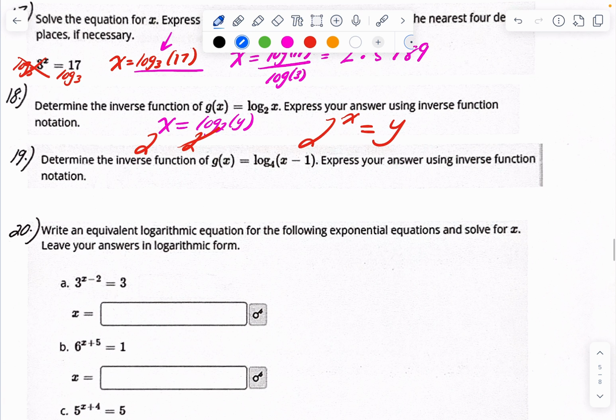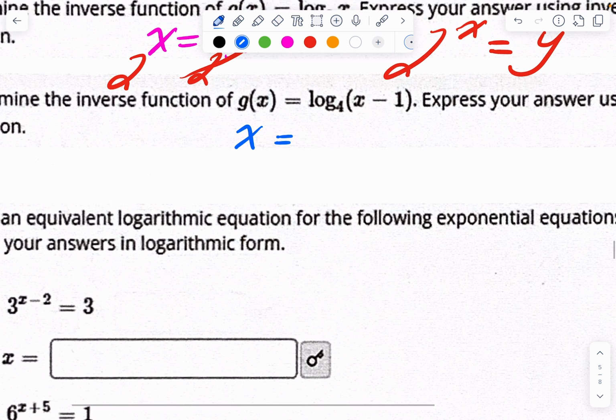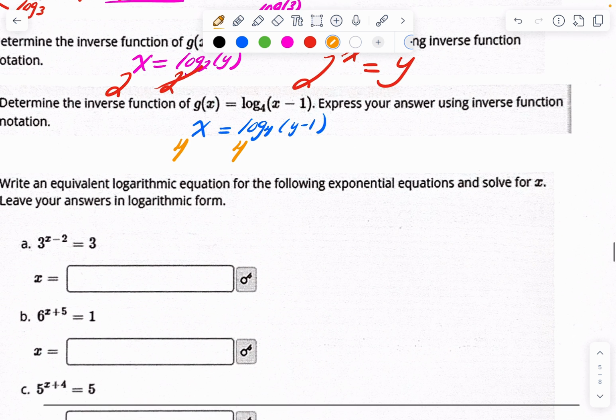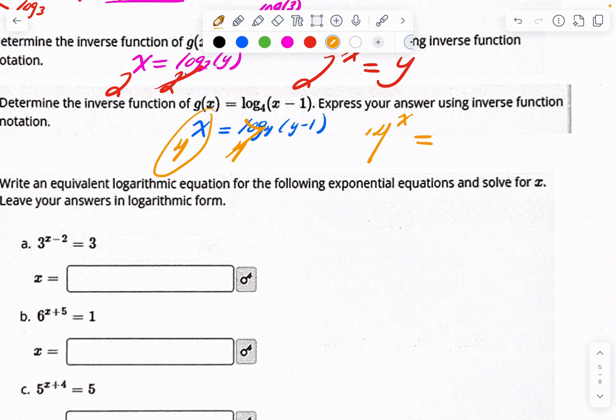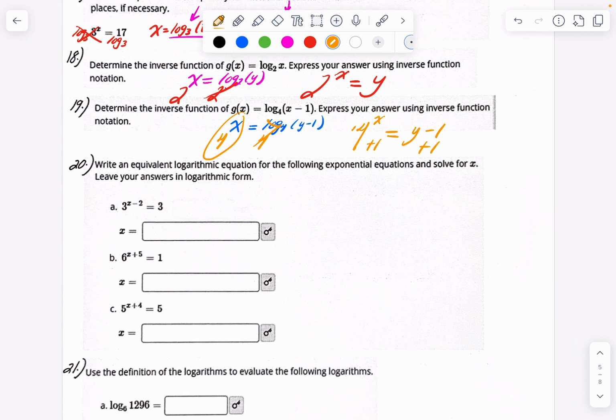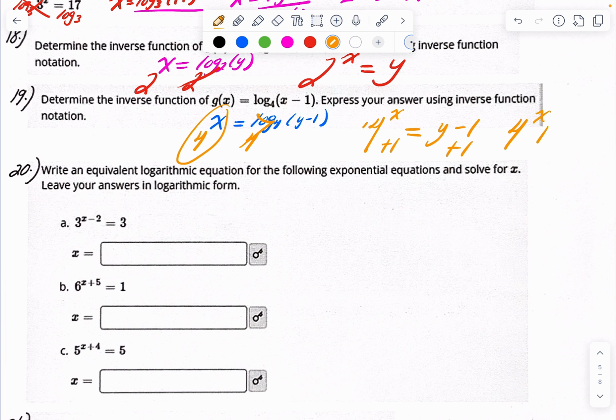Again, determine the inverse. So we'd switch x and y and then solve for y. So the first step would be to base 4 both sides. 4 to the x. Log base 4 and base 4 cancel out, equals y minus 1. Then we're going to add 1. So we have 4 to the x plus 1 equals y. And now that y is alone, that's my inverse.